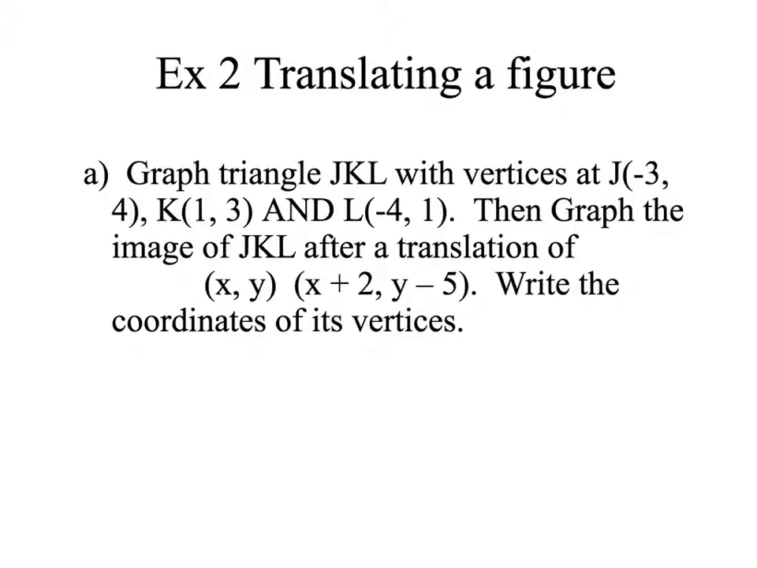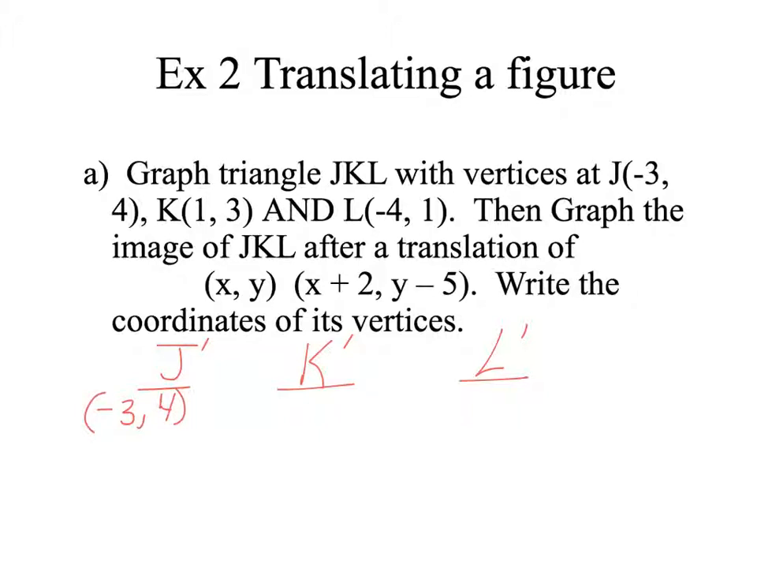I have 3 points. I have J, K, and L. And for each of them, I'm going to make a little column so I know what's going on. J, K, and L. And my final answers are going to be J prime, K prime, and L prime, because they're going to be the new points. So for J, I had -3, 4. -3, 4 was what I started with.